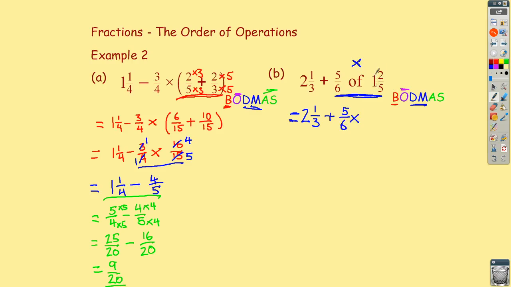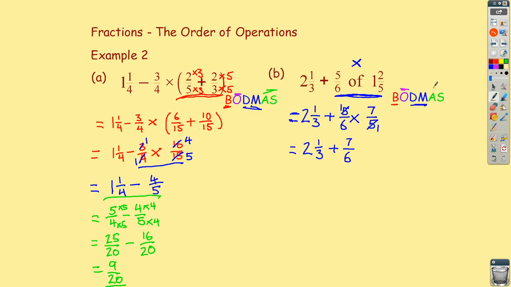this one here is going to be converted to top heavy. So we've got 1 5 is 5 plus the 2 is 7 over the 5. Okay. We can make this a little bit easier for ourselves here by seeing that the 2 5s will cancel, give us 1s here and here. That means we're going to end up with 2 and 1/3 plus 1 times 7 is 7, and 6 times 1 is 6. Okay, and that's you done with multiplication because there's none left in this answer down here.